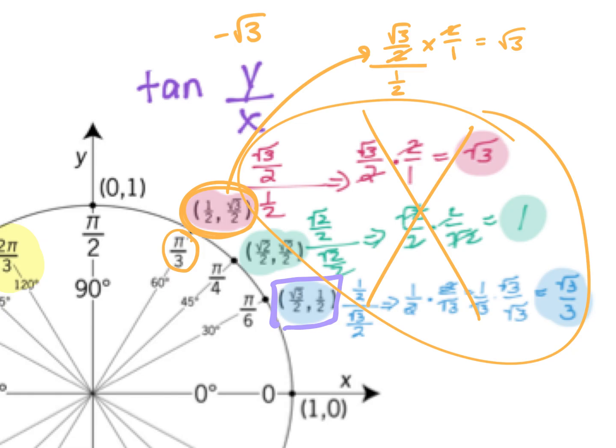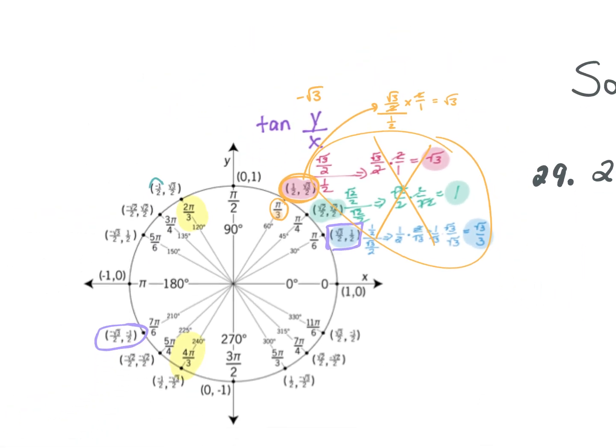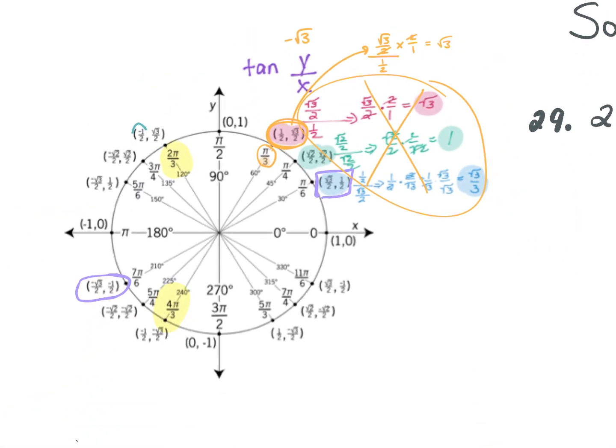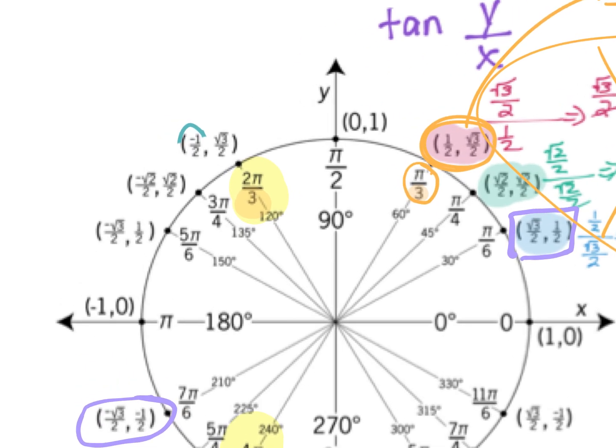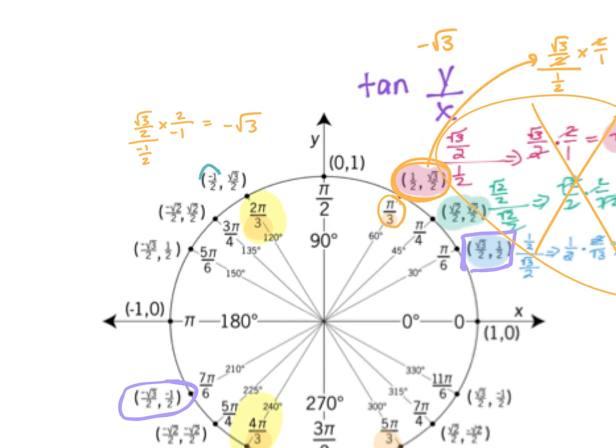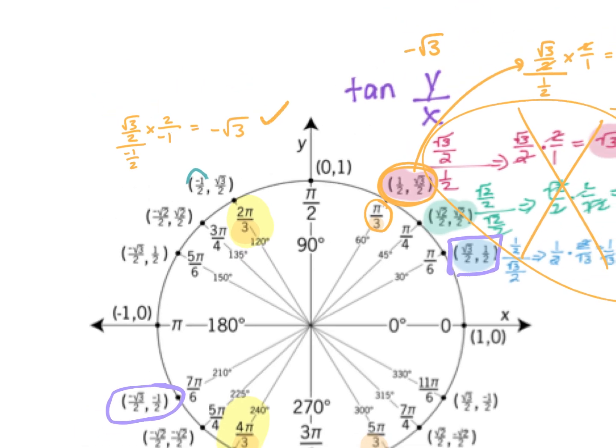So I know that my other answers will have a 3 in the denominator. So those are the ones that I want to look at. Everything with a 3 in the denominator. So if I did y over x for 2 pi over 3, that would be square root 3 over 2 over negative 1/2. When we keep, change, flip, does that give us negative square root 3? Is that what we were looking for? Yeah, so that works. So this would be one of our answers.